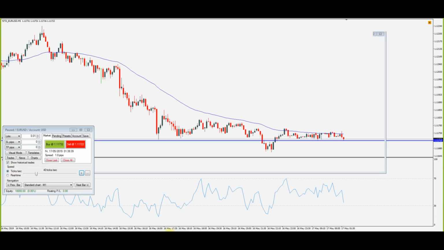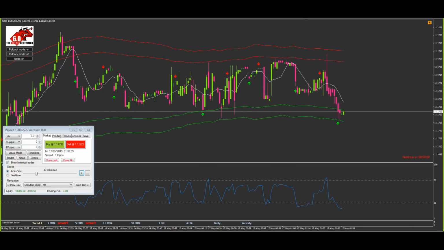The next one I want to look for is momentum slowing down on the RSI. Are we looking to turn? No, we're not. We're still heading down.